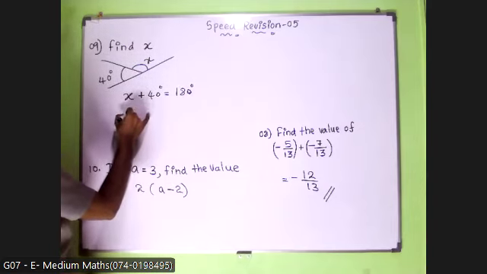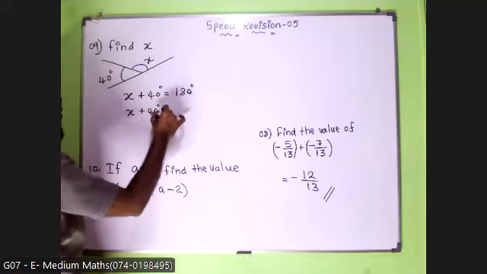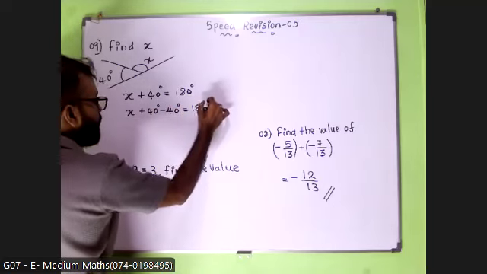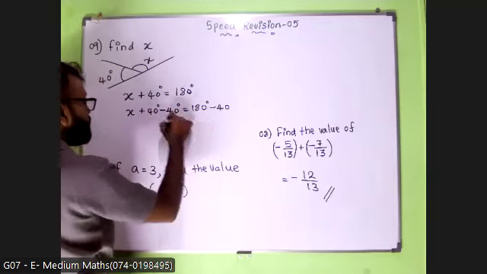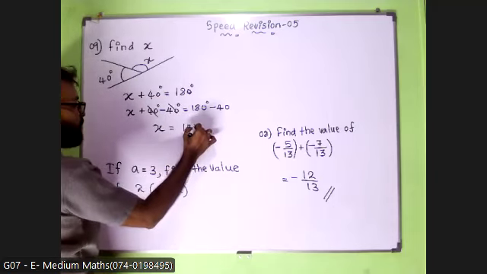You know how to solve this. X plus 40 degrees. If you want to remove 40, you have to subtract 40 from both sides. 40 from both sides, cancel out, cancel out. X equals 140 degrees.